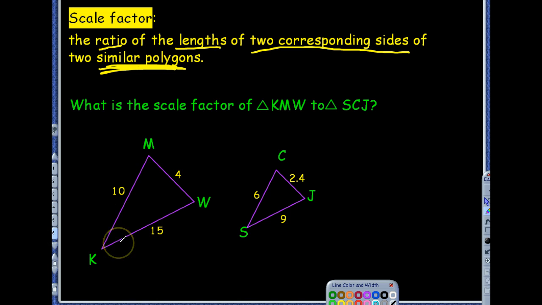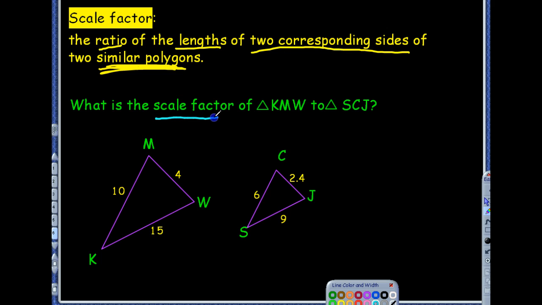Now, do we need to find all of them? No, because if they say, like this next question says, what's the scale factor, that already is telling you those figures are similar, right? So if it says, what's the scale factor of triangle KMW to triangle SCJ? Does it matter how you write it? Because like the last one was 3:2. I know the reciprocal of that would be 2:3. What do you think?